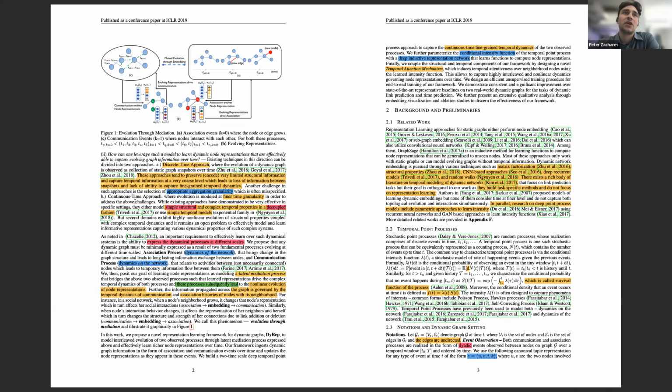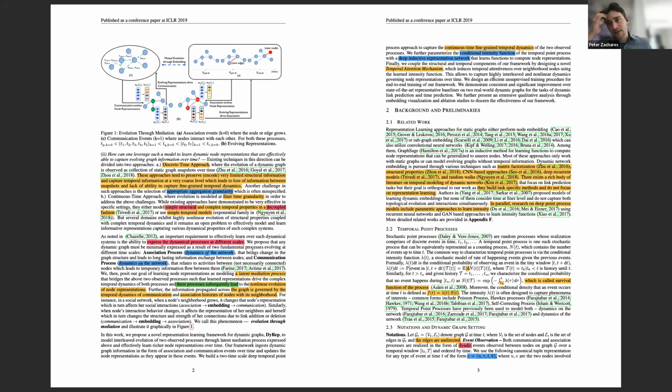And so when they talk in related work about continuous time approaches for modeling these changes in a graph, they say that you can model time at a finer time granularity, but the existing work only can approximate simple structural change or they're using simple temporal models. So they're basically saying that there has been some work in this area, but it's not super well developed.